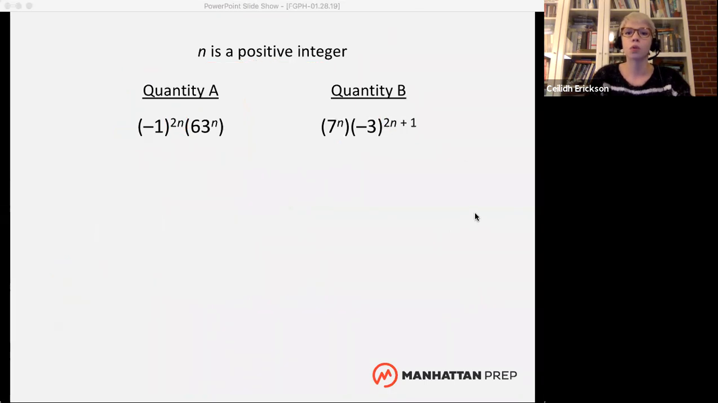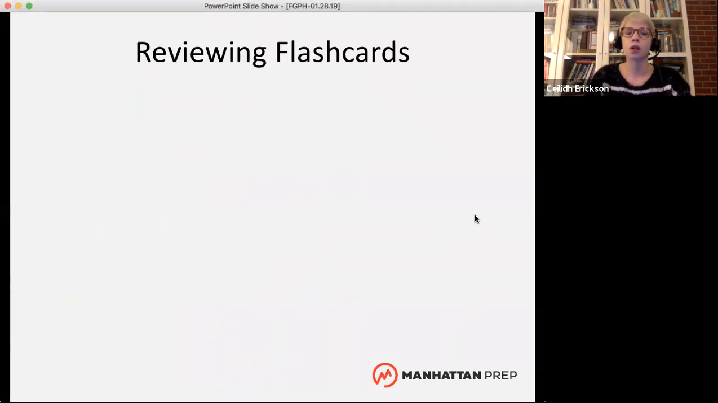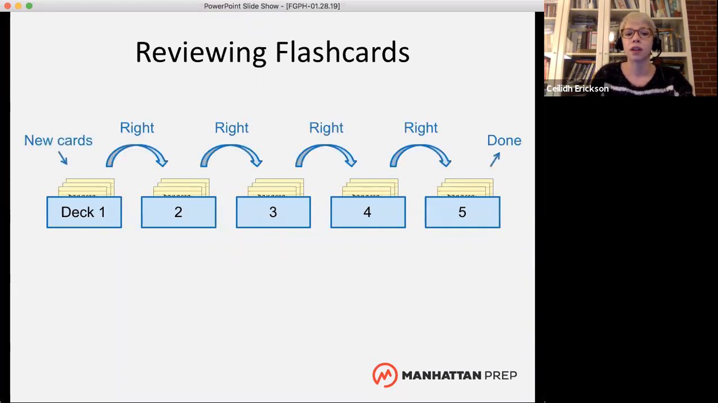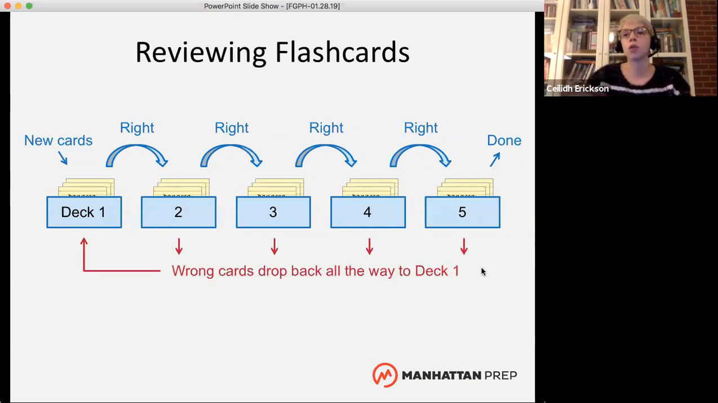So when you're reviewing flashcards, you can use this for vocab flashcards, you can use this for quant flashcards. What you want to do is have a deck of flashcards, have some that you review on a regular basis, your new cards you go through on a regular basis. If you get them right, you put them into the next pile, get that right again, put it into the next pile, and so on. But anytime you get them wrong, you move them back to the first deck.